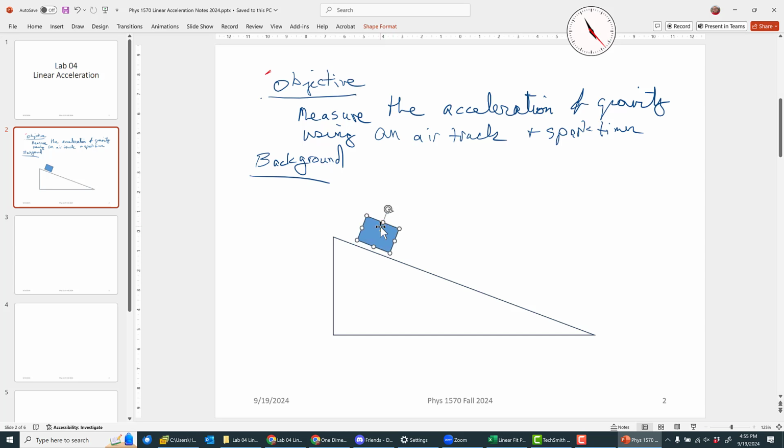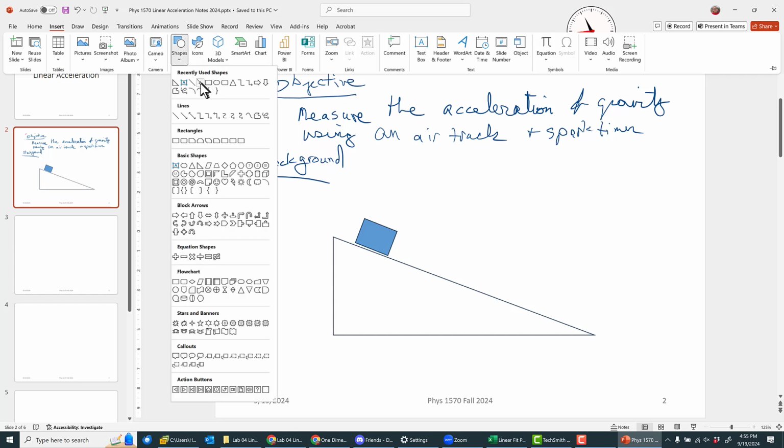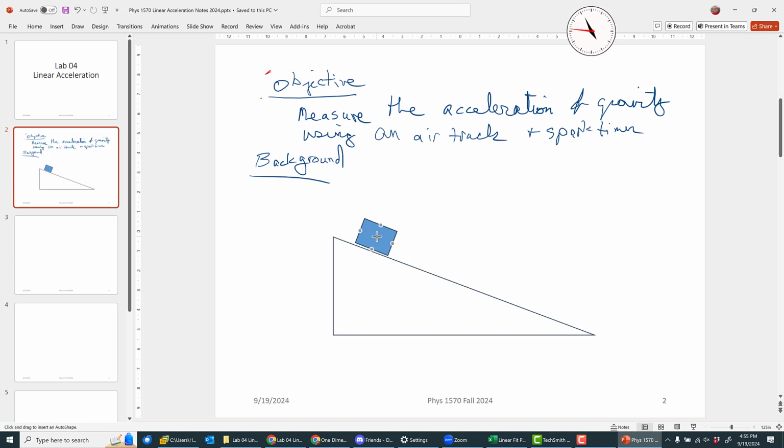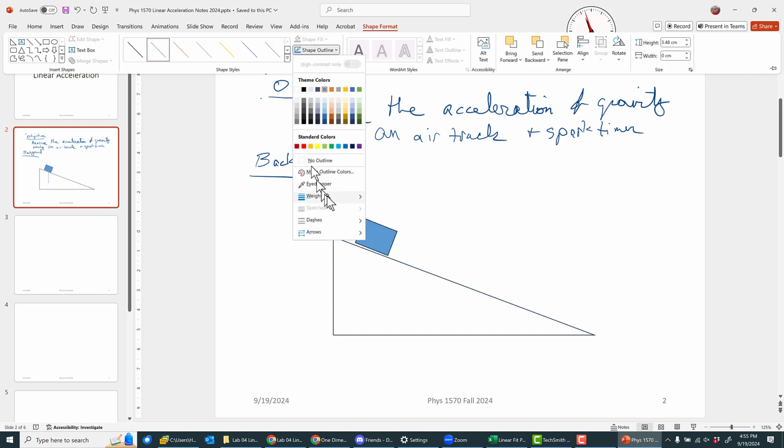So this is going to be sort of what we're going to be dealing with. And so a block on this ramp, we know that if we have something on a ramp, it could start sliding down, and we probably have in the back of our minds that it's going to do that because of the force of gravity. And we would be right.